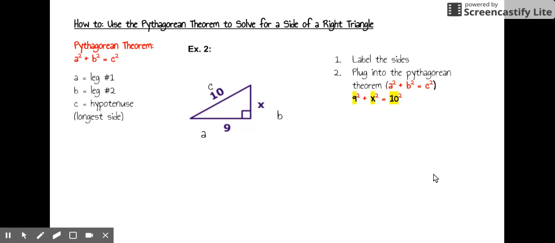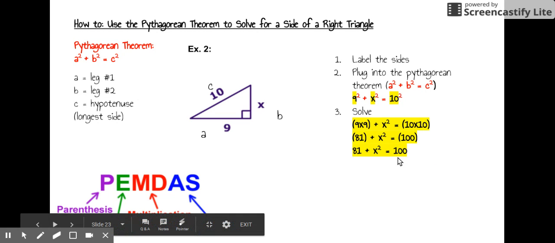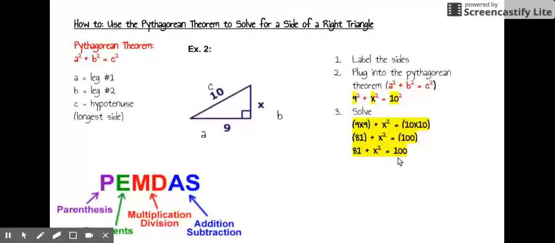We have 9 squared plus x squared is equal to 10 squared. And then we're going to solve, again using the order of operations, PEMDAS: parentheses, exponents, multiplication and division, and addition and subtraction. Again, we don't have any parentheses, we just have exponents, so we're going to skip P altogether and go straight into the exponents. Simplify those exponents. We have 9 times 9 plus x to the power of 2 is equal to 10 times 10, which, when you simplify that, is 81 plus x squared is equal to 100. You can take out those parentheses. I just have those in there so that whenever I'm multiplying, I don't get mixed up.